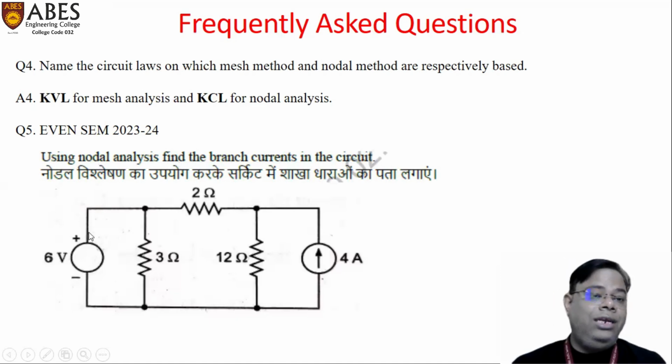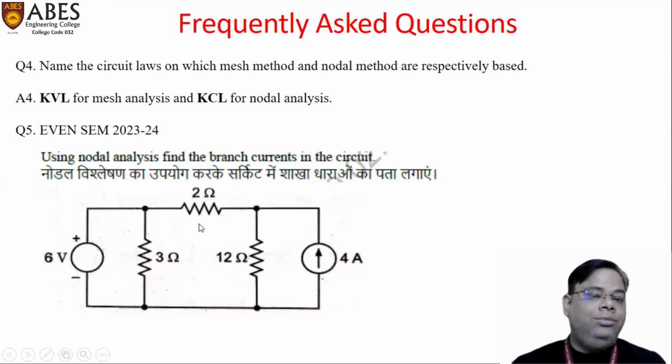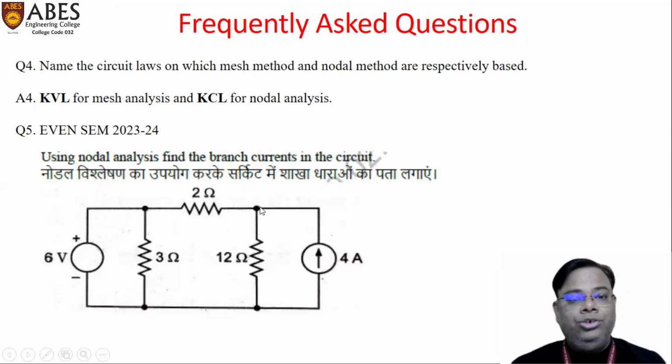By using the nodal analysis method, you can refer to my lecture number 4 to solve this circuit. By the nodal analysis method, firstly we have to find the number of nodes. There are three nodes, 1, 2, and 3. Nodes 3 and 4 are common. It means a total of 3 nodes are there.